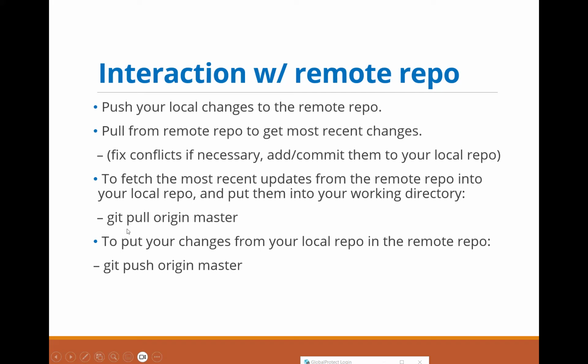So here we need to mention the origin. Origin means the remote location, the repository from which we want to download. Like here you can see git pull origin master. Master is nothing but the name of a branch.